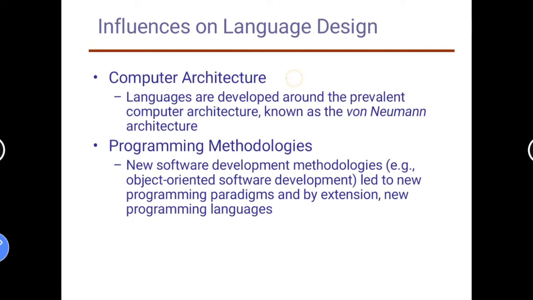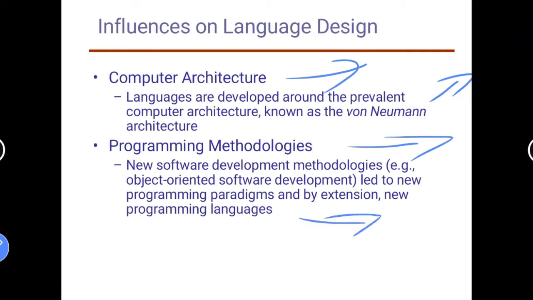Now come to the next point: influences on language design. Computer architecture and programming methodology are what need to be considered when you design any programming language. Computer languages are developed around the prevalent computer architecture, known as the von Neumann architecture. New software development methodology, for example object-oriented software development, led to a new programming paradigm and by extension new programming languages.